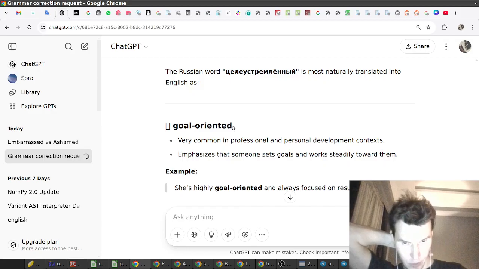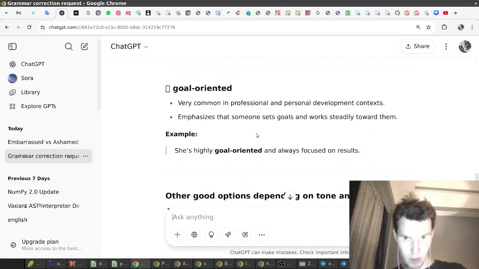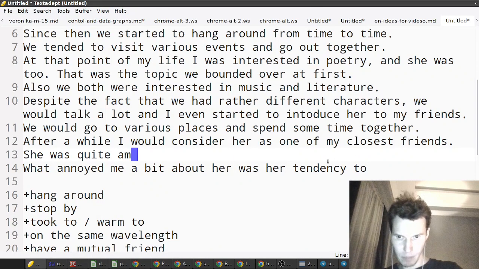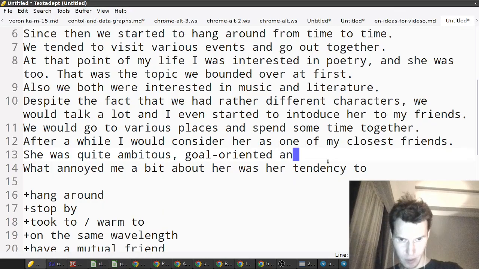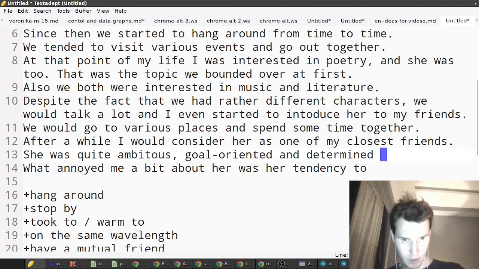Goal-oriented, yeah, I was thinking about it. Determined. Ambitious, maybe. Oh, I can use all of them. She was quite ambitious. Goal-oriented and determined.